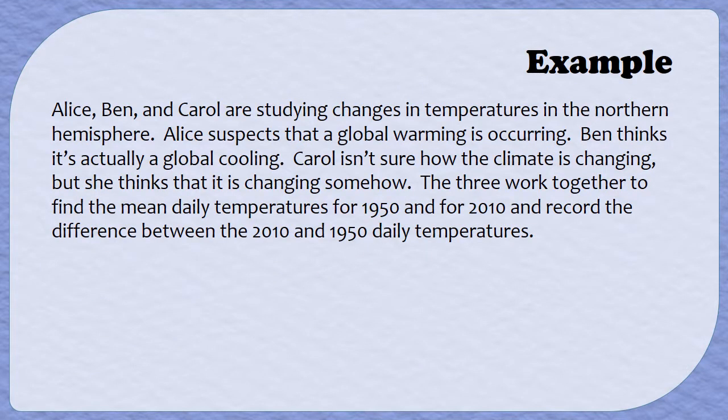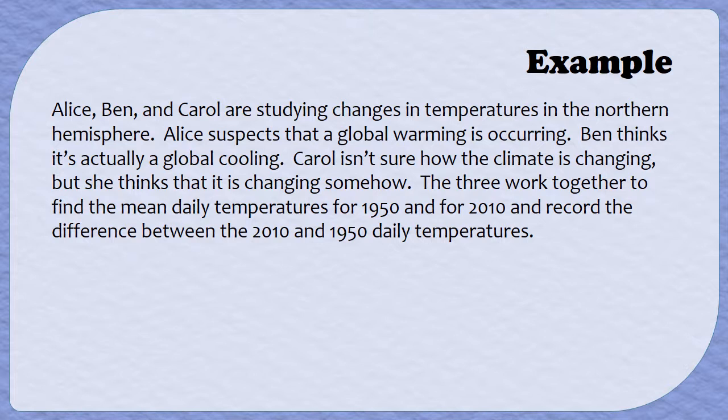So let's look at an example here. Suppose Alice, Ben, and Carol are studying changes in temperatures in the Northern Hemisphere. And Alice suspects that global warming is occurring, and Ben thinks that it's actually global cooling. So Alice thinks that temperatures are warmer than they used to be. Ben thinks that they're colder than they used to be. And Carol isn't really sure how the climate is changing, but she thinks it's changing somehow. So the three of these people work together to find the mean daily temperatures for 1950 and for 2010, and they record the difference between the 2010 and the 1950 daily temperatures.